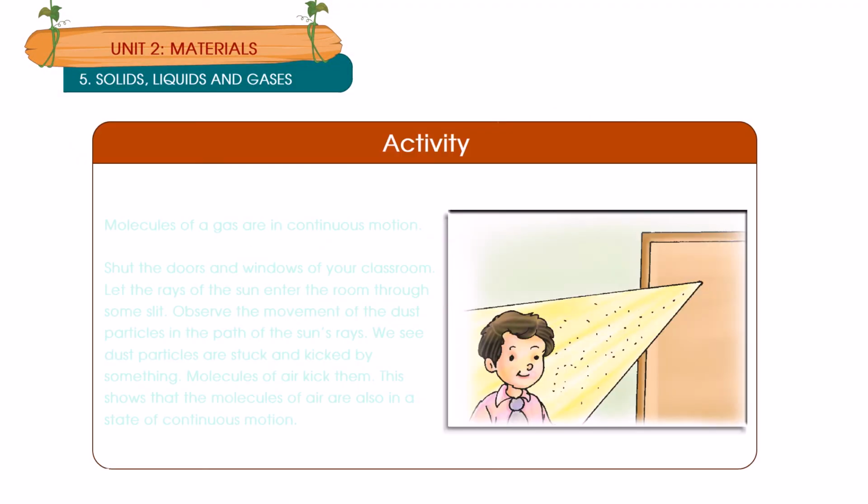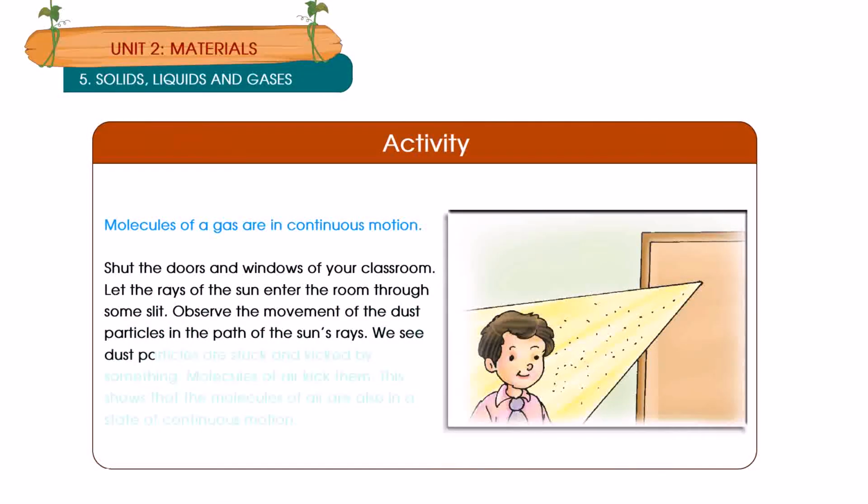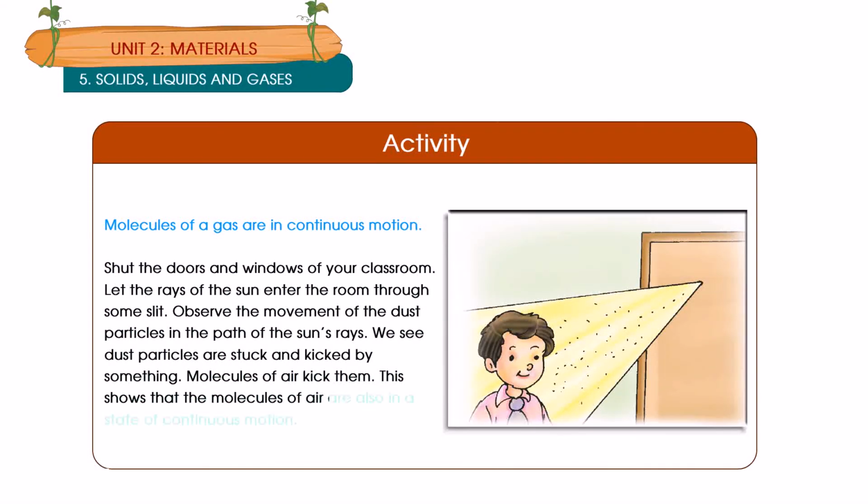Activity. Molecules of a gas are in continuous motion. Shut the door and window of your classroom. Let the rays of the sun enter the room through a small slit. Observe the movement of the dust particles in the path of the sun rays. We see dust particles are struck and kicked by something. Molecules of air kick them. This shows that the molecules of air are also in a state of continuous motion.